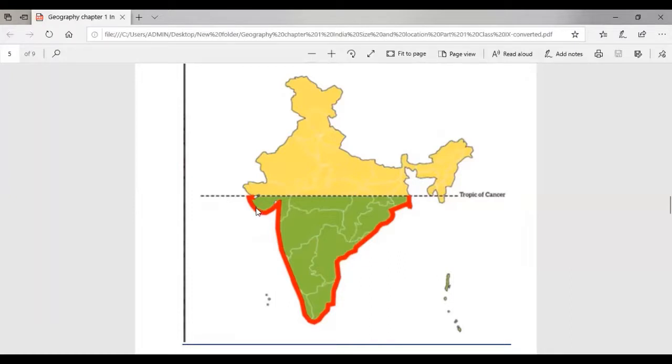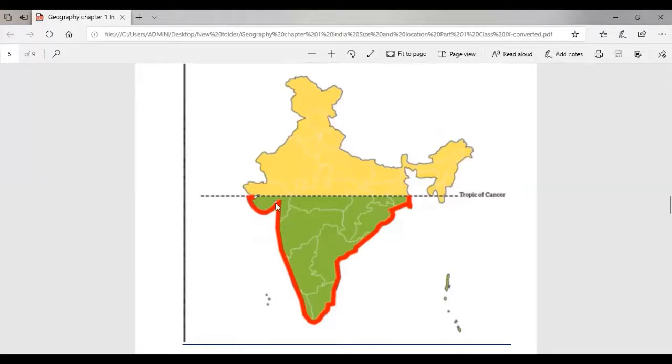The first map in this slide, I showed you about the land boundary. India's land boundary is about 15,200 kilometers, and the length of India's coastline is 7,516 kilometers, including the Andaman and Nicobar Islands and Lakshadweep Islands.